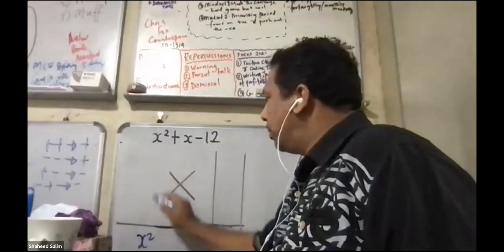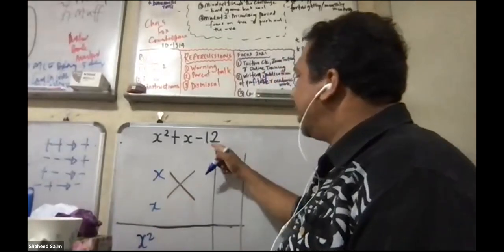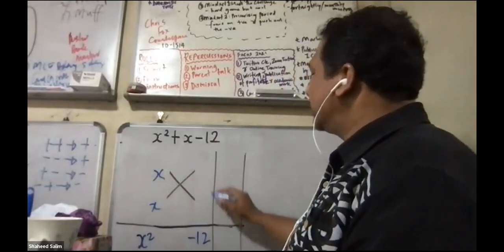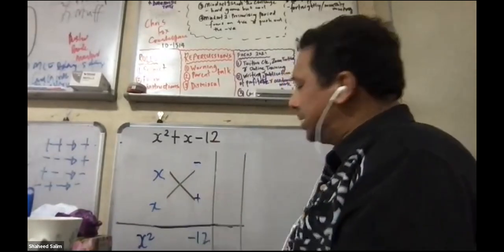How is this supposed to go? Okay, go down here. This one, x squared, no problem, x. How to get minus 12? Well, you must have one minus number and one plus number. But how is it supposed to go to x?